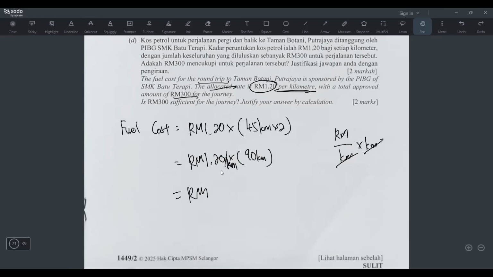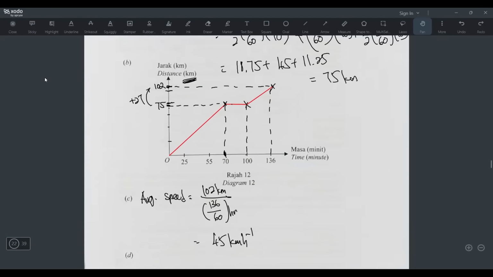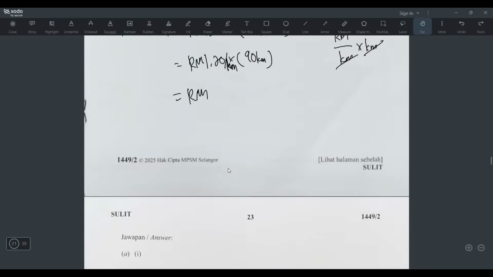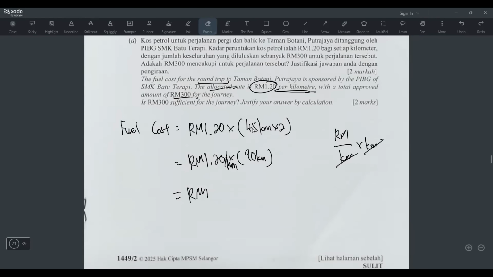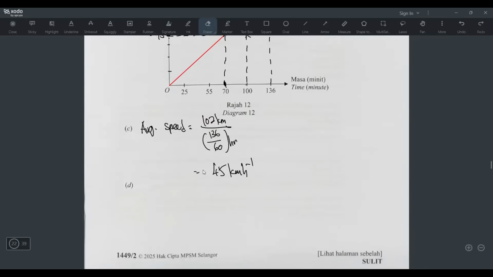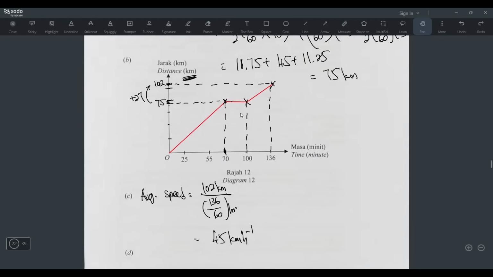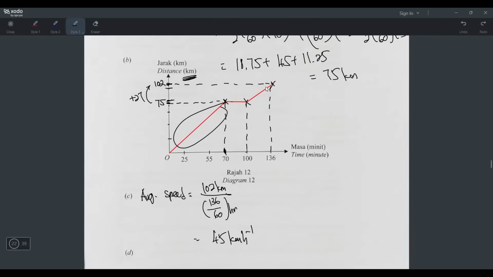Hey, but wait, I feel like I made a mistake. 102 times 2, right? Oh my god, why did I write 45 times 2? Okay, sorry guys. 45 is the average speed, right? Yeah, sorry. 45 is the average speed. We have to take the distance in kilometer. Oh my god. So it should be the distance in kilometer. So the distance traveled is actually 75 plus 27, which is 102 km.